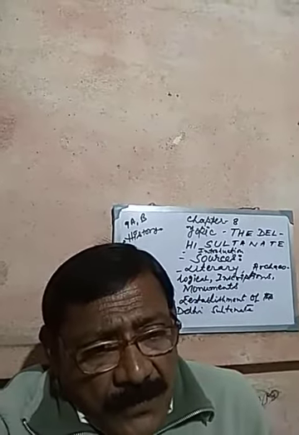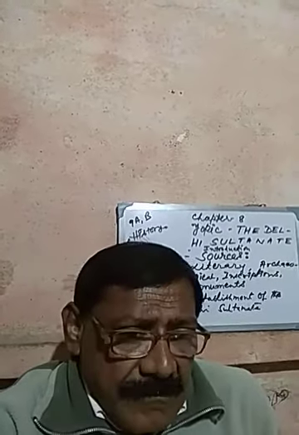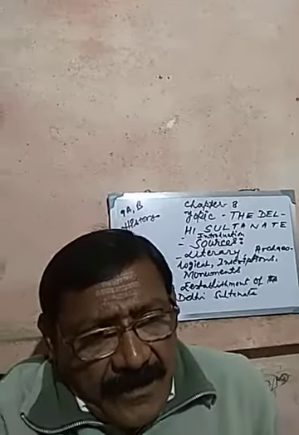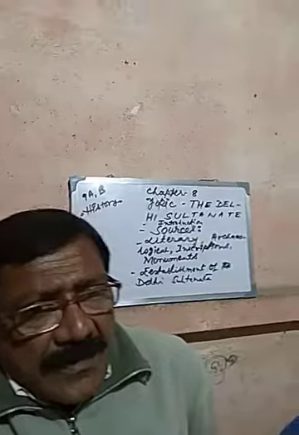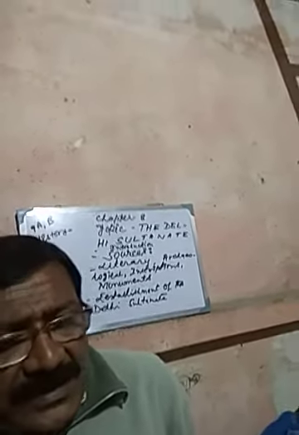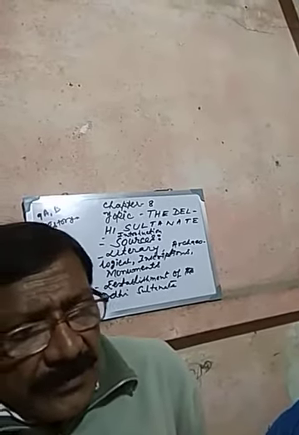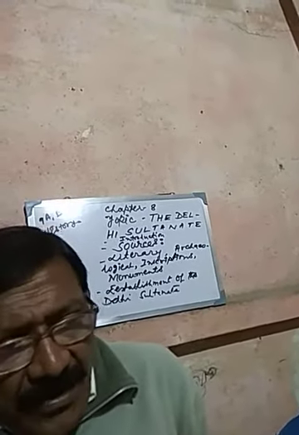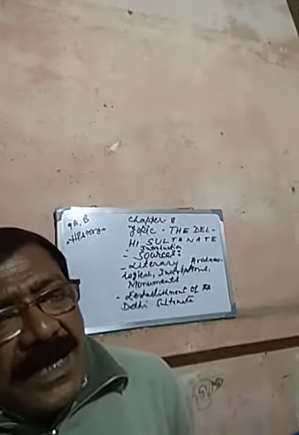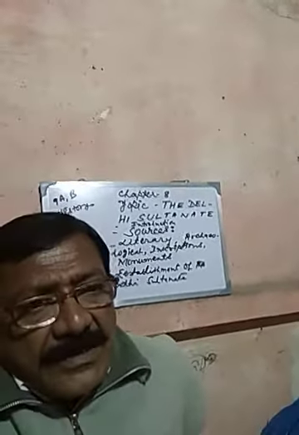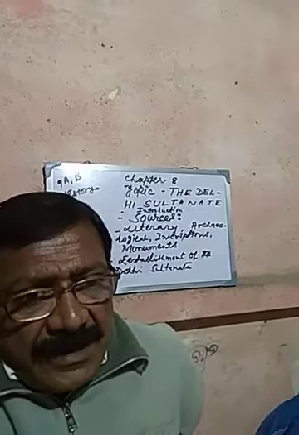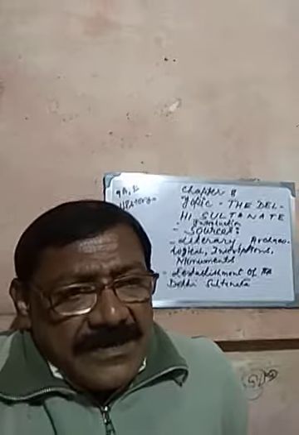And during the rule of Qutbuddin Aibak, all the nobles, all the zamindars, all the powerful rulers and rich people accepted him to be their ruler. And as a result, during his rule from Delhi, he ruled the country efficiently. But suddenly, that very person died.